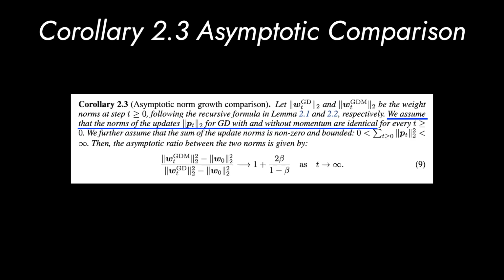Corollary 2.3 involves some strong assumptions. However, it gives us an interesting aspect, the norm growth comparison between vanilla GD and GD with momentum. Here, it assumes that the gradient of vanilla GD and the velocity of momentum GD are the same for mathematical convenience.